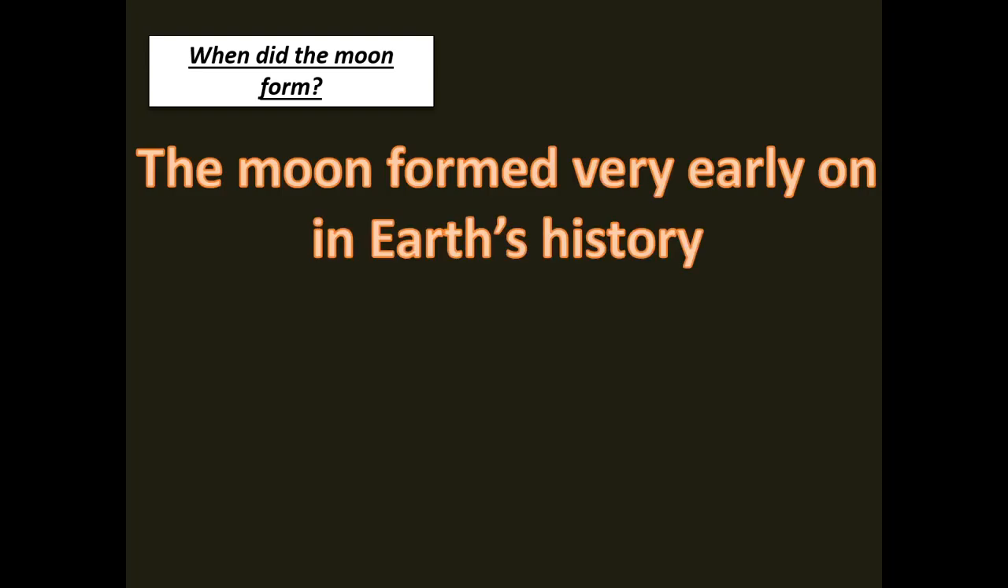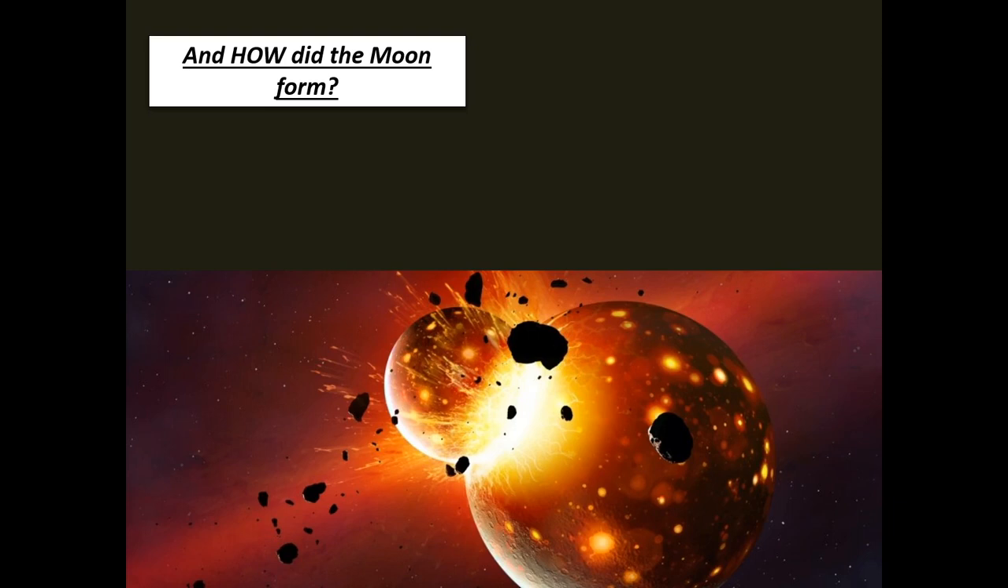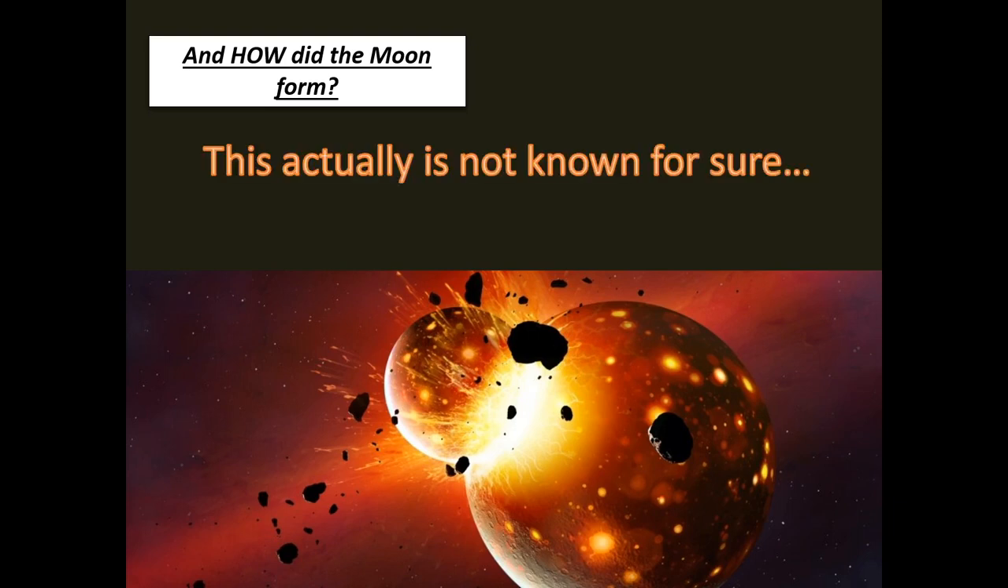So another question: when did the moon form? The moon formed very early on in Earth's history, and the way that we know it is because we have moon rocks, and we can radiometrically date those moon rocks, and we see that they are very close in age to the age of the Earth. The moon rocks brought back from the Apollo missions appear to be about 4.53 billion years old, which is only 30 million years older than the age of the Earth. Okay. Now, how did the moon form? That is a question we do not know for sure.